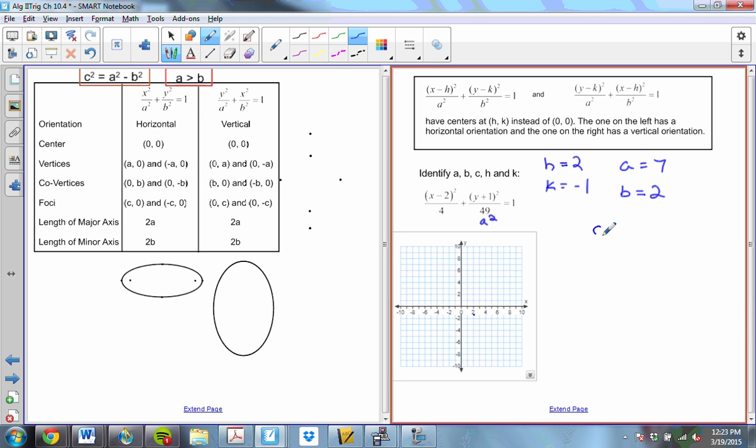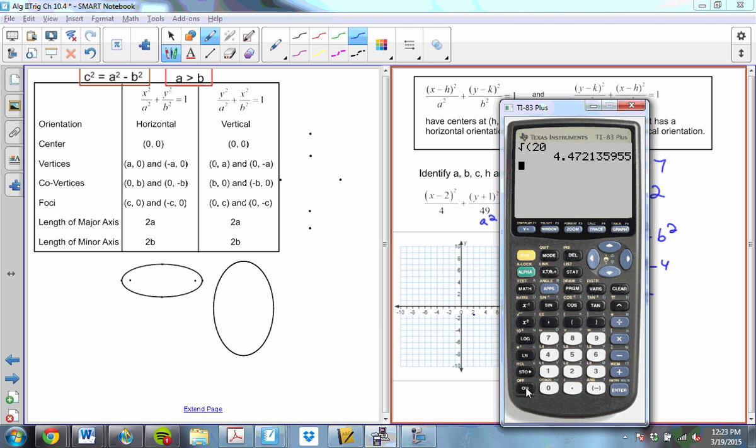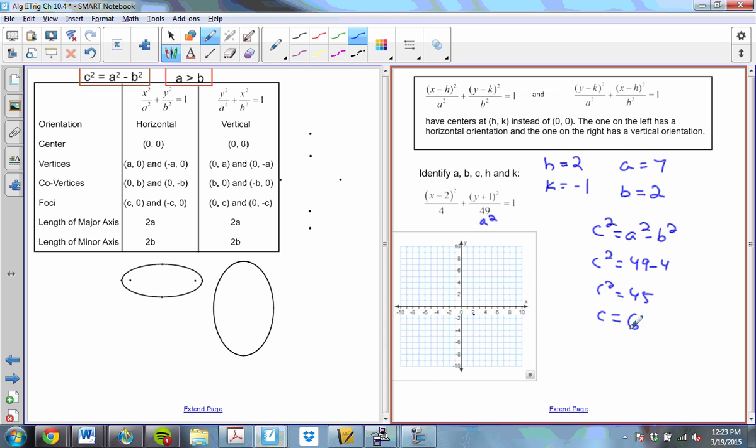To find c, I would have to use evil Pythag. So I know that c squared is really 49 minus 4, so c squared is 45. So c is whatever the square root of 45 is. It would be a little bit under 7. Square root of 45 is 6.7. There's my c to go along with my a and my b. I don't actually need c for graphing, but c helps me find the foci, so I'll use it there.